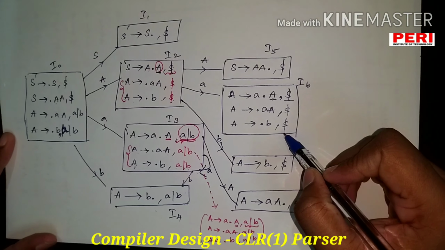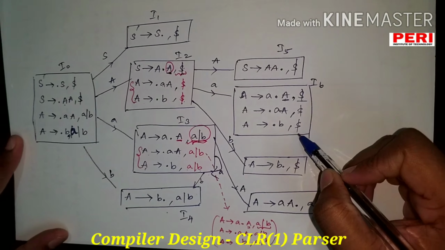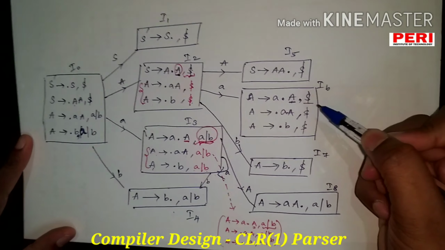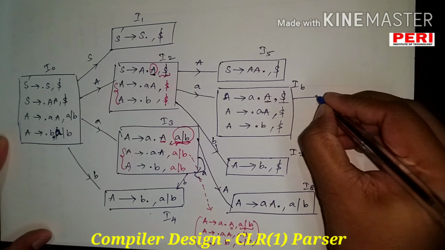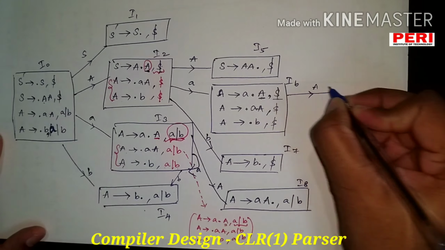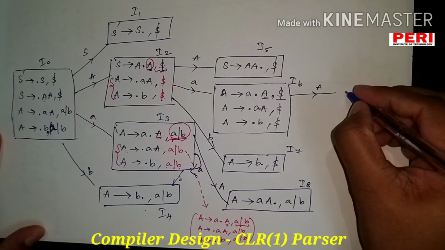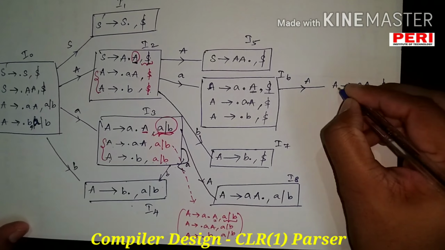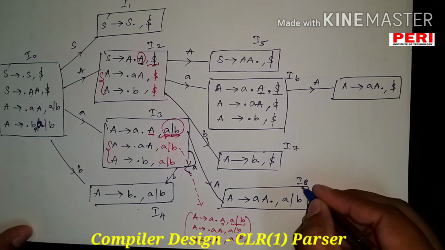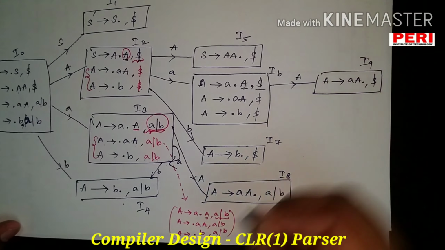And coming to this part, on working on I6, we have to work on it actually, the first production. So if I work on it, on traversing through A, the dot will come to the end. A tends to A dot, comma, dollar. So this will be my production, my state I9.